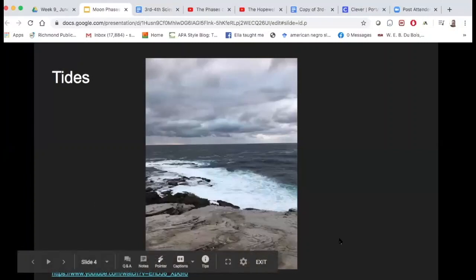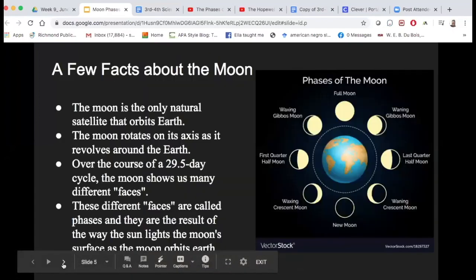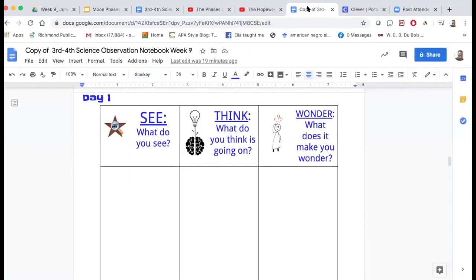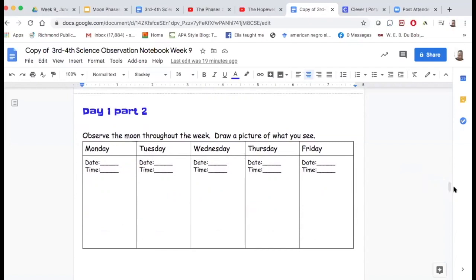So that was pretty interesting. I want you to think about what you saw, what you were thinking, and what you're wondering now. And before we get into our facts about the moon, the second part of your day 1 activity will be observing the moon throughout the week.